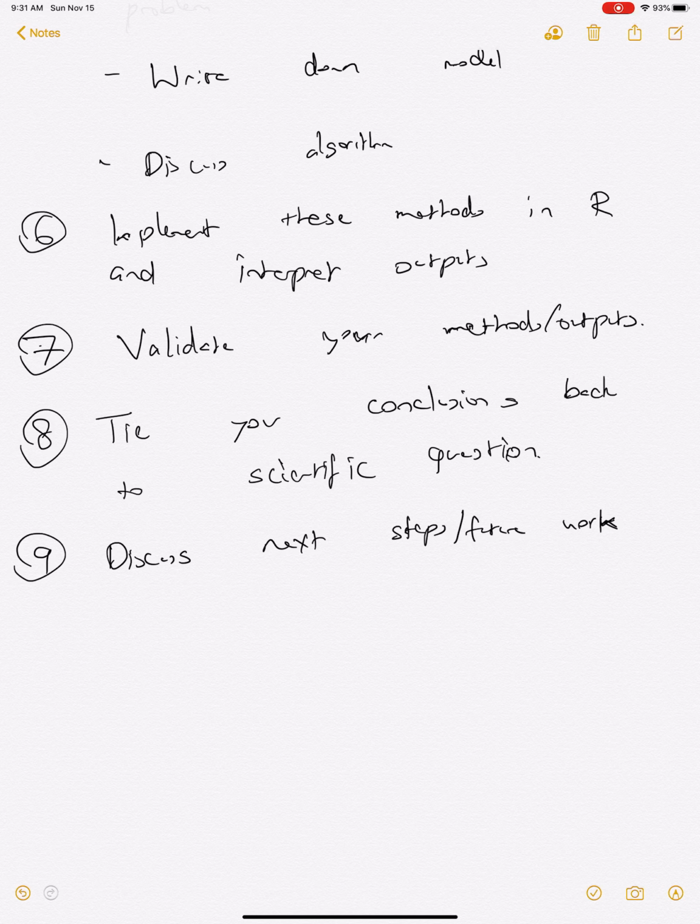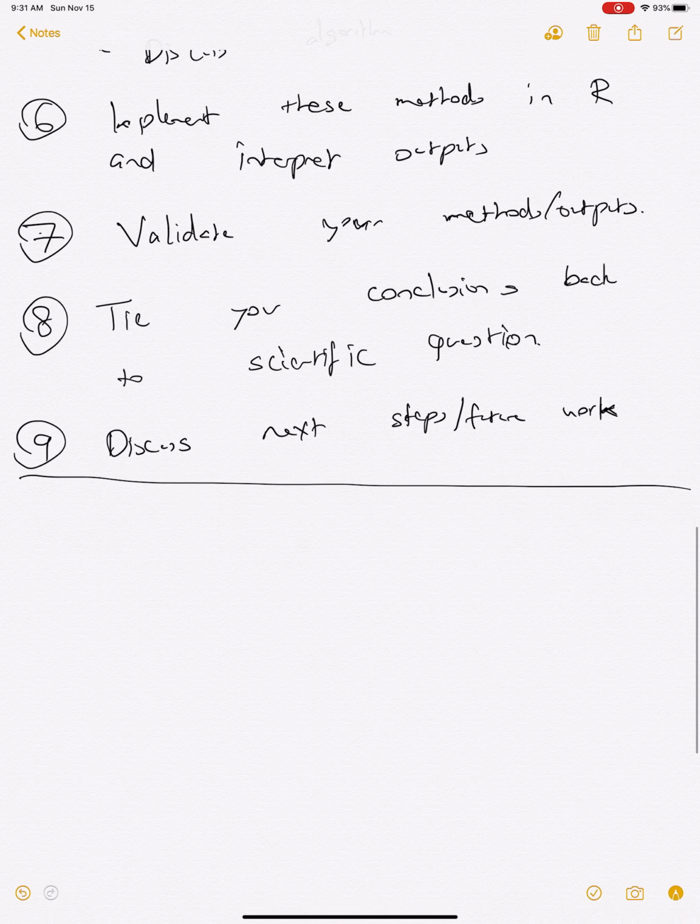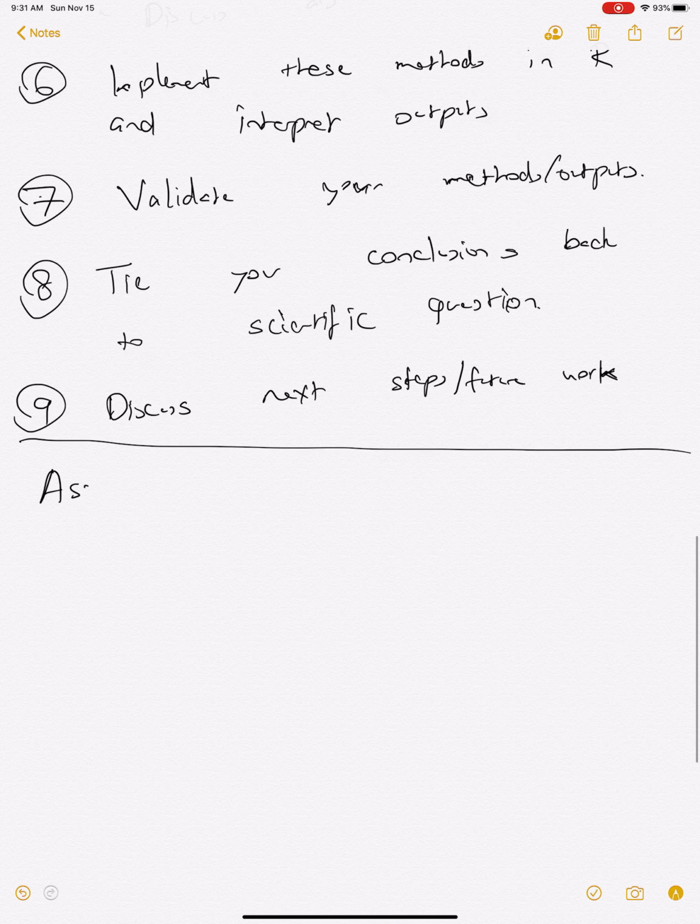And so the next thing that we'll talk about is assessment and tips for doing well. Again, these are all in that handout, so I'm not going to just repeat everything in the handout. The assessment will be based on the final report, so in the final report, you need to address all of the tasks above.